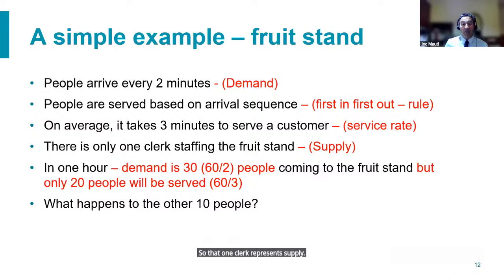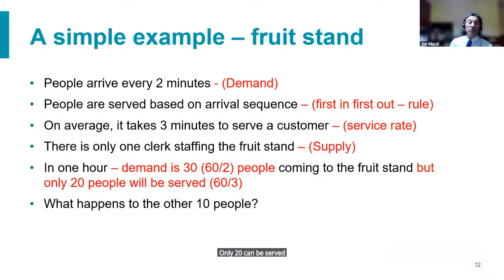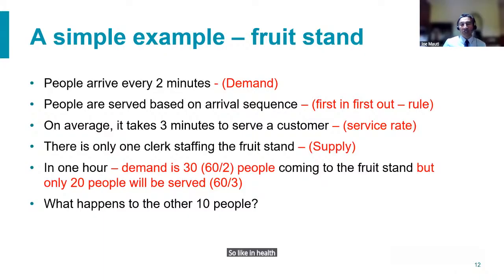So in an hour, the demand is represented by 30 people. However, only 20 can be served. So my question to you is, what happens to the other 10 people? So like in healthcare, in this fruit stand, people will wait. And every hour, the wait grows longer.